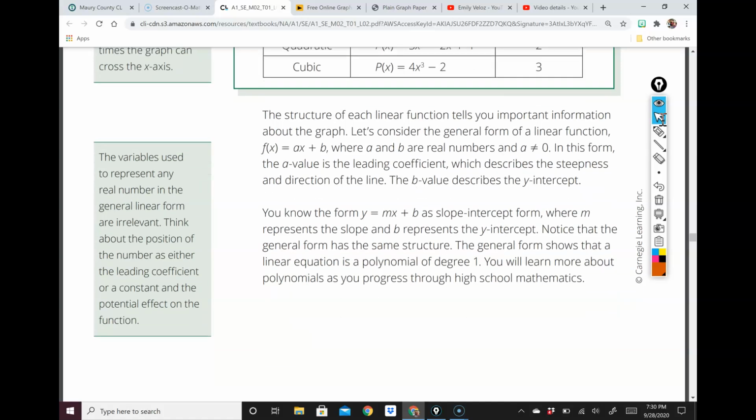You know the form y equals mx plus b as slope-intercept form, where m represents the slope and b represents the y-intercept. Notice that the general form has the same structure. The general form shows that a linear equation is a polynomial of degree 1. You will learn more about polynomials as you progress through high school mathematics.